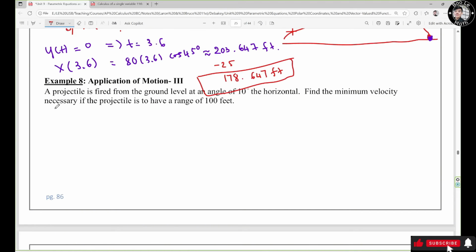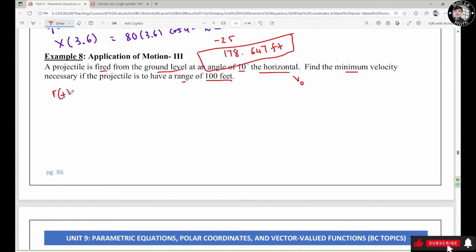Now let's move on to example number 8. A projectile is fired from the ground level at an angle of 10 degrees horizontal. Find the minimum velocity necessary if the projectile is to have a range of 100 feet.